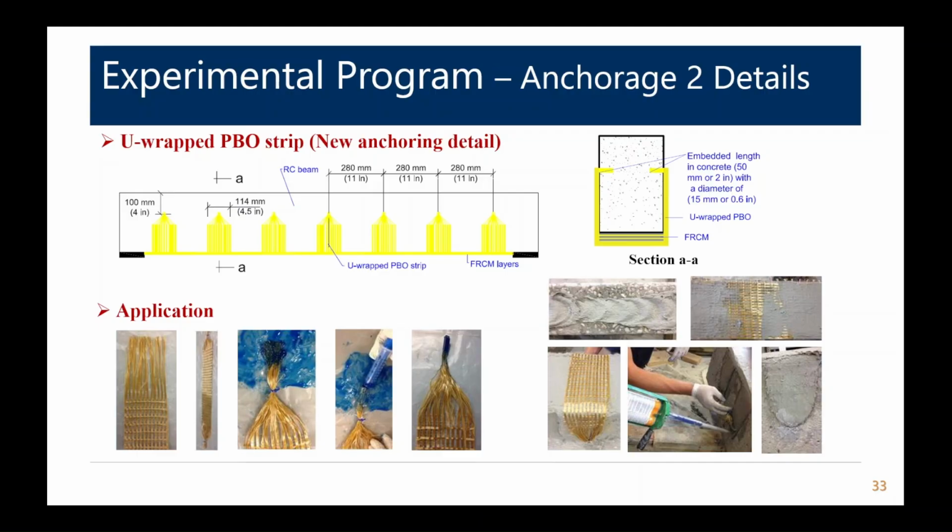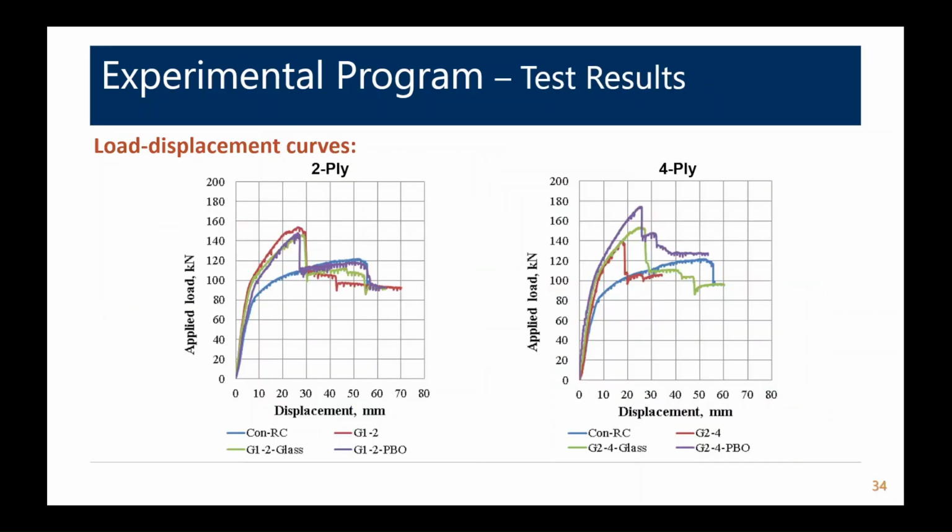And of course, there's more labor involved in this, so it needs to be determined if it's beneficial or not. The one thing I would mention is if you use any of these U-wrap type anchoring systems, you do want to get the anchor above the neutral axis so you're in the compression region. That helps lock it in a little bit better.